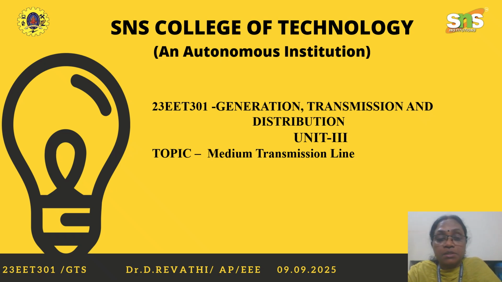So, I think in the last class, we discussed the ABCD parameters of a short transmission line, the necessity of ABCD parameters, how we can calculate the parameters A, B, C, D, and why it is called ABCD parameters, and the advantages and disadvantages of the short transmission line. All this information we discussed in the last session. And today we are going to discuss the medium transmission line.